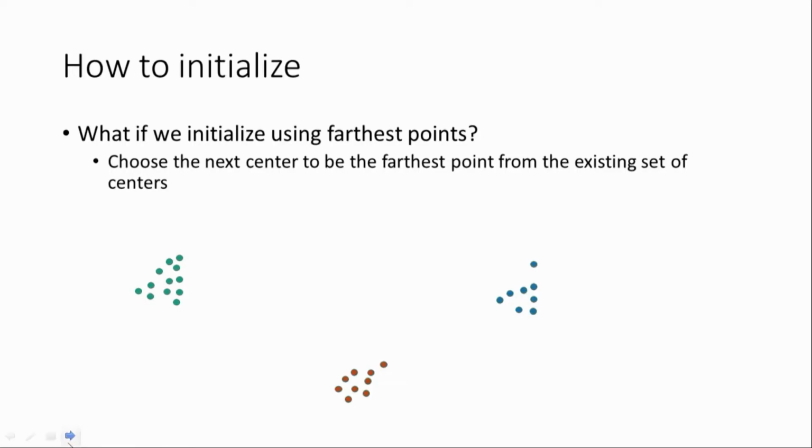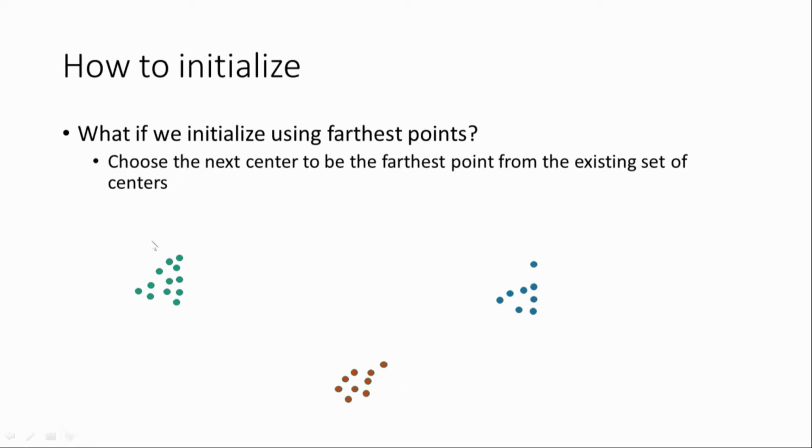So now the question for us is, we saw that there are ways of initializing k-means in which it can really perform badly. So what is the natural way of initializing? Here is what I'm going to suggest first. Let us initialize using the farthest points.